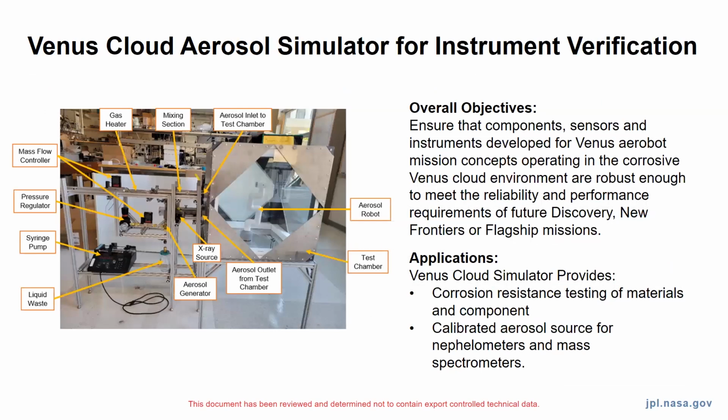So over here is an image of our first iteration of the cloud chamber. We have a robotic arm inside that we'll be using for testing simulated Venus clouds. And kind of the overall objective is to test equipment for its reliability and performance for a new Frontiers mission. And so we're going to be doing corrosion resistance testing of materials, and we're also going to provide a calibrated aerosol source for any mass specs or nephelometers that may be flying to Venus.